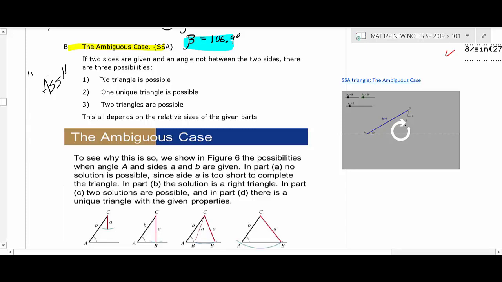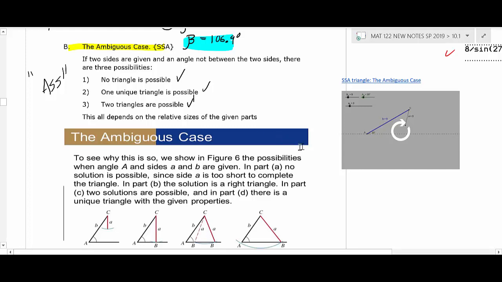Whenever you have this case where you have two sides and then an angle that's not in the middle of those two sides, it turns out it's kind of weird. There are three possibilities. You could have no triangle at all, you could have one triangle, or there are two triangles possible.